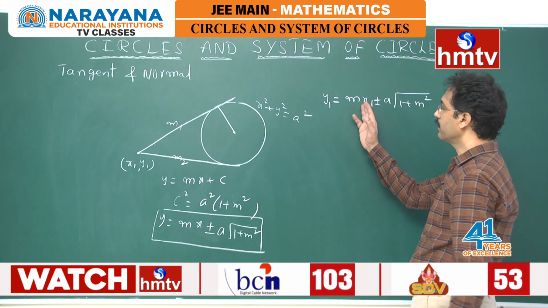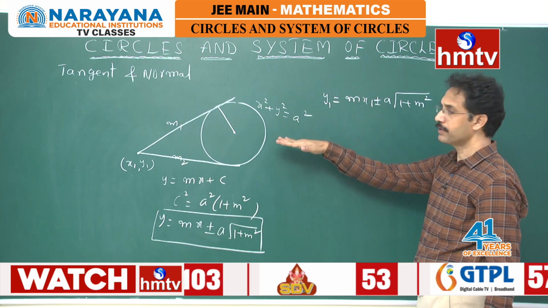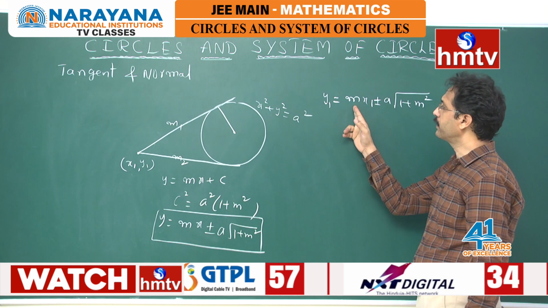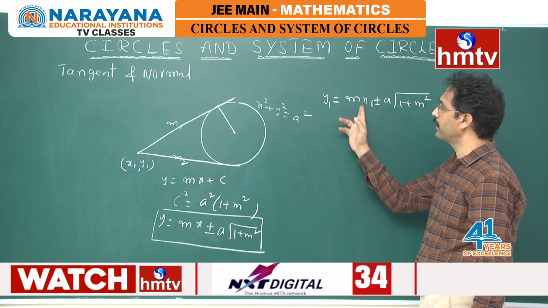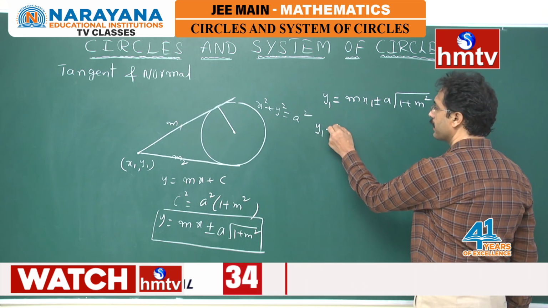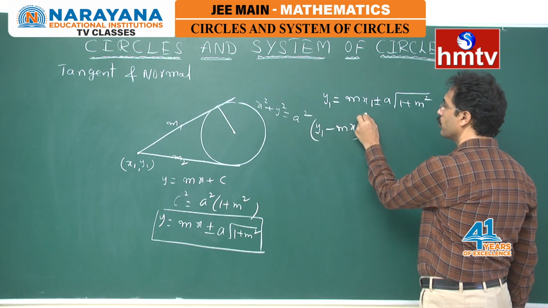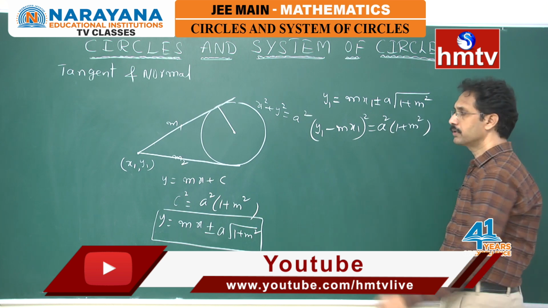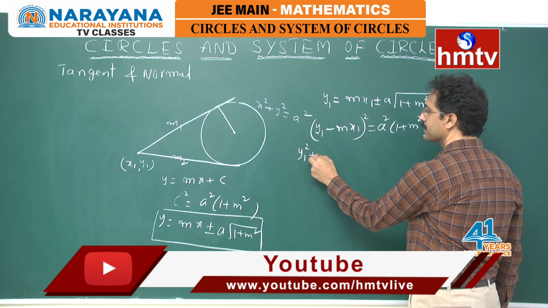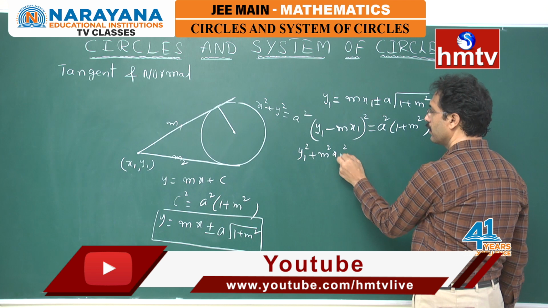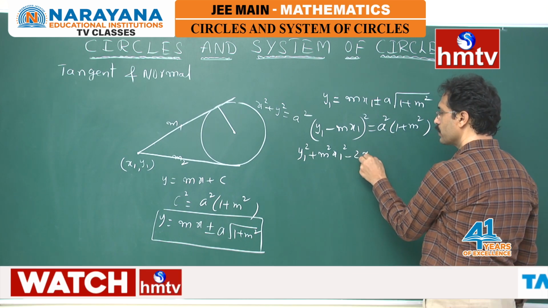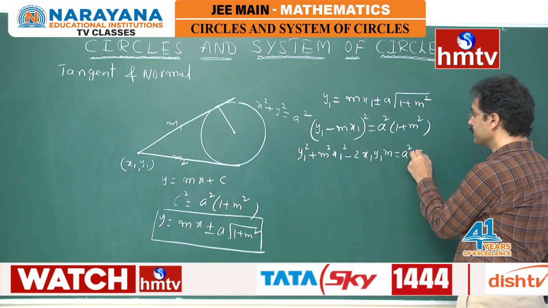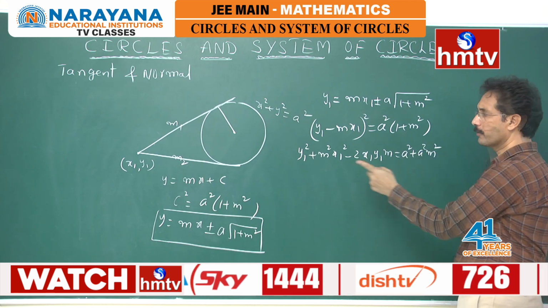Then by separating this term from RHS to LHS, because here it has a root, so to avoid the root we will separate this term from RHS to LHS, that is y1 minus mx1. On squaring both sides it is equal to a square into 1 plus m square. So it is y1 square plus m square x1 square minus 2 x1 y1 m is equal to a square plus a square m square.